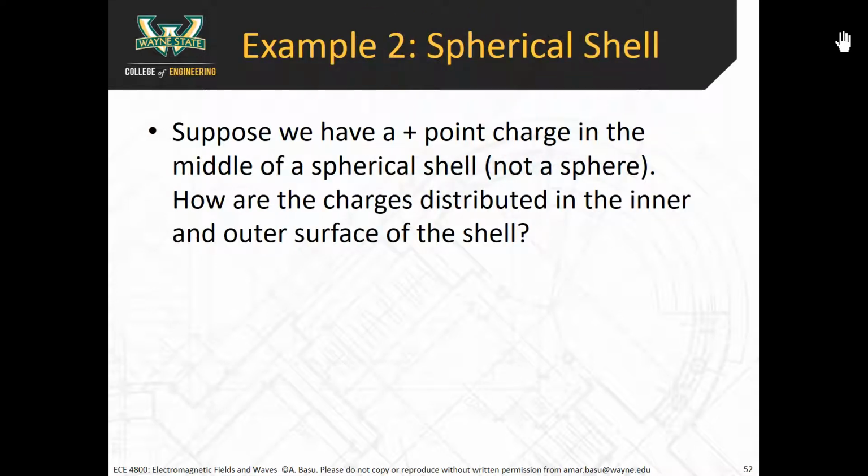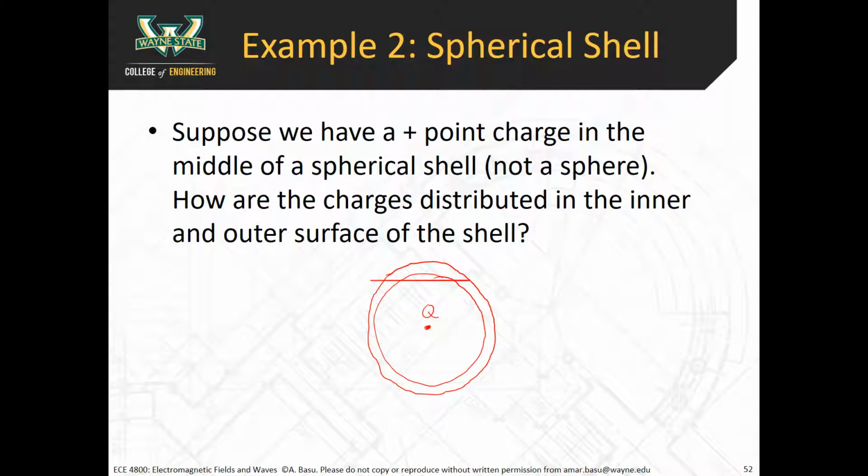Shall we go on to the next example? Next example is we have a spherical shell. Suppose we have a point charge in the middle of a spherical shell. So we have a shell like this, and we have a charge Q in the middle of that shell. The question is, how are the charges distributed on the inner and outer surface of the shell? I'm going to draw the shell as an annulus around here. Ignore that straight line.